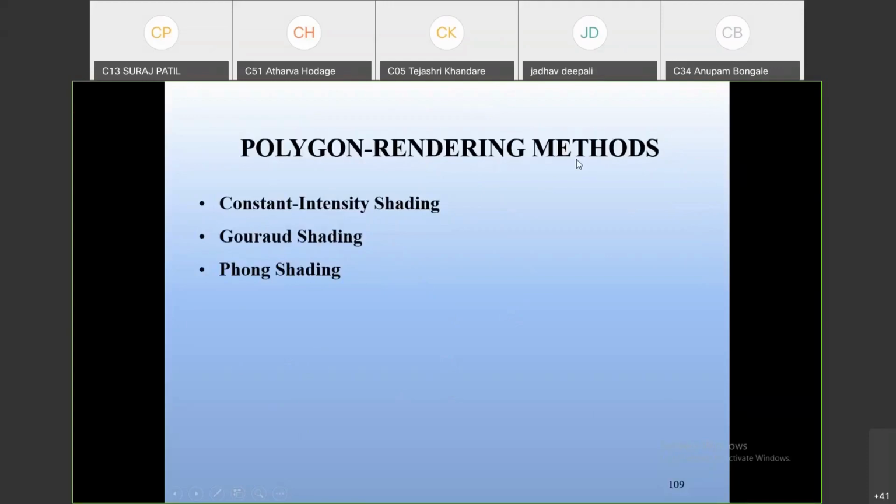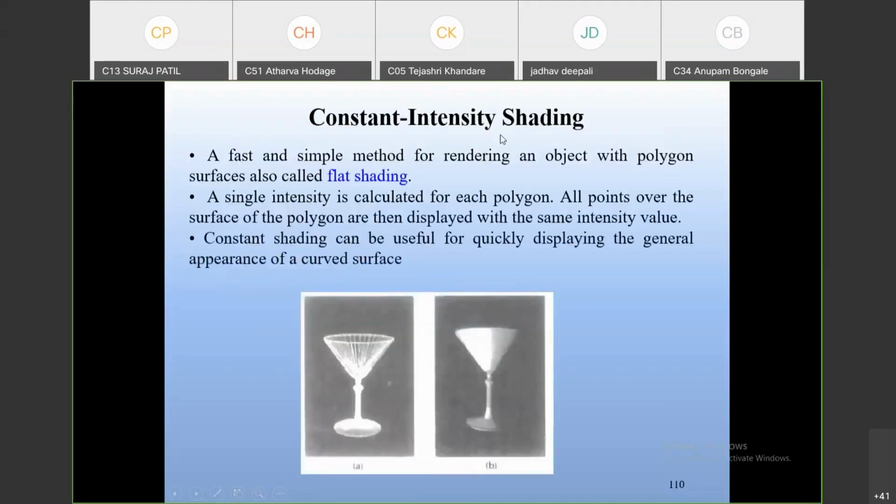Polygon rendering methods: there are three methods: constant intensity, Gouraud shading, and Phong shading. Constant intensity shading, what does it mean? A fast and simple method for rendering an object with polygon surfaces, also called flat shading.